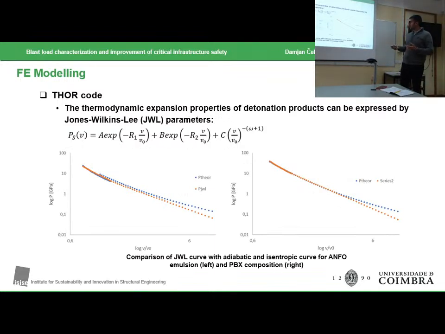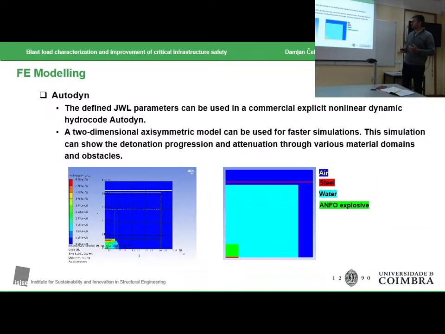So here I have just an example of these two curves, so we can compare JWL with theoretical pressure curves obtained from TOR. The initial part here is adiabatic, then what follows here is isentropic, and everything is on a logarithmic curve. And the orange curve is the empirical one. And so with this set of parameters, we go to Autodyn.